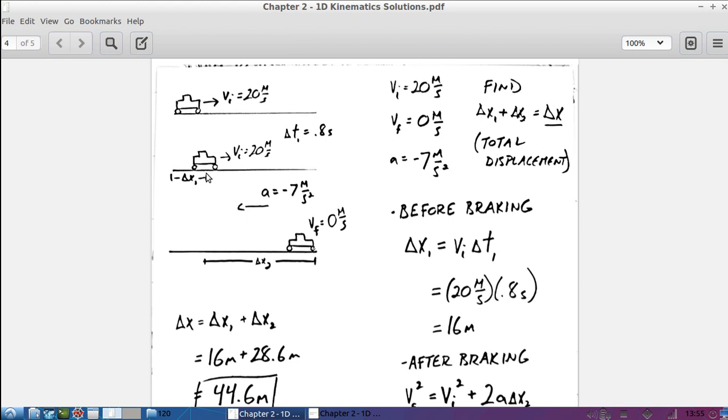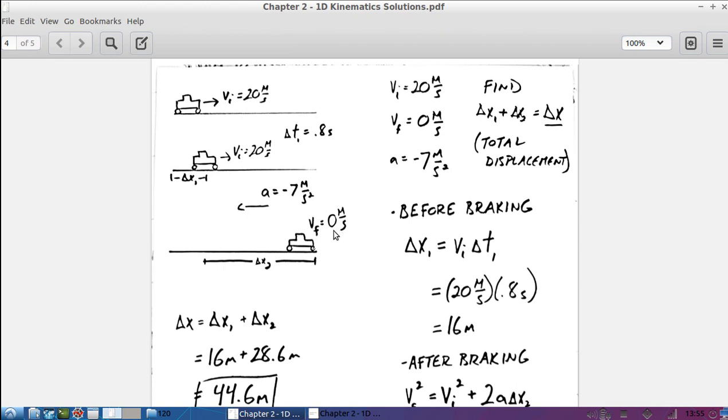brakes are applied. From here to here, the car is braking. So the car has an acceleration of negative 7 meters per second squared, going in the negative x direction. Brakes are being applied. Car is slowing down. How far does it travel before it comes to a stop?